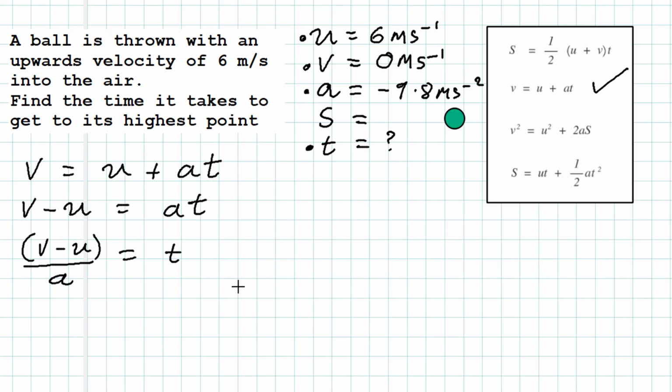So we'll put the numbers in then. V, the final velocity, is going to be 0. Take away the initial velocity, which is going to be 6, and we are going to divide that by the acceleration, which is minus 9.8. So that will give us the value for T. So all we have to do is put T down and put down what it says in the calculator, and the two minus signs cancel, and we're left with 6 divided by 9.8, which is going to give us a value of 0.6 seconds. So time equals 0.6 seconds.